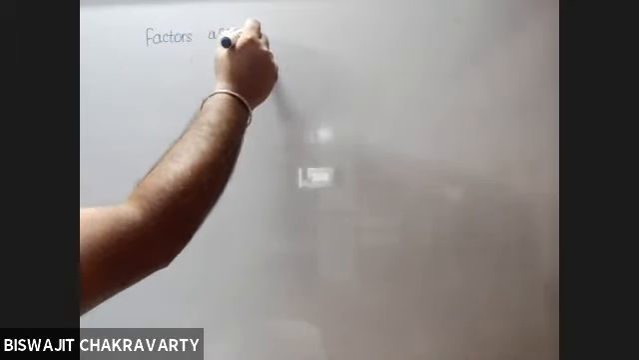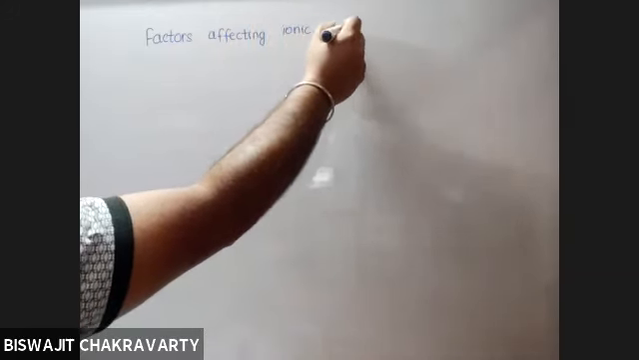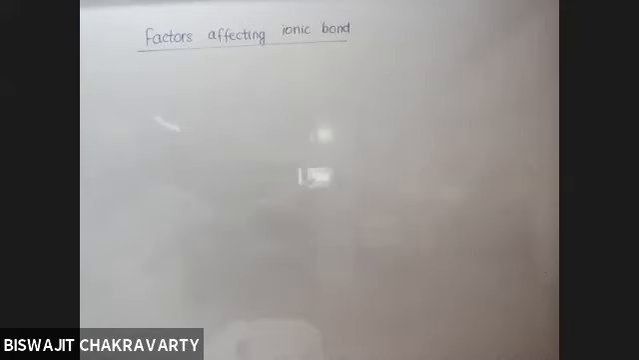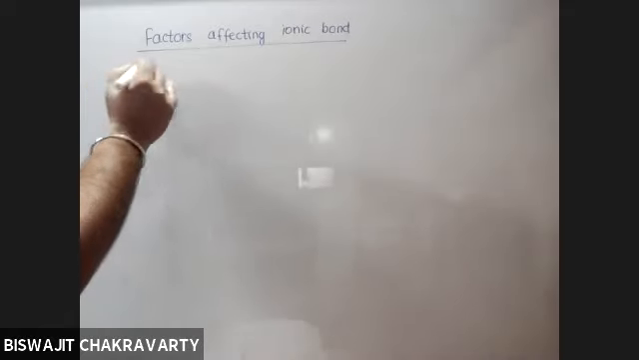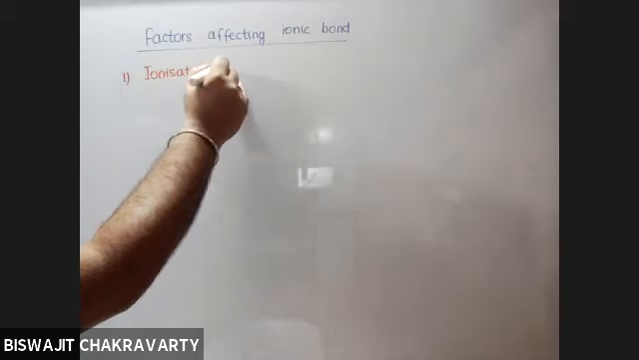Factors affecting ionic bond. Okay, so once we are clear about what are the factors affecting the ionic bond, then I don't think there should be confusion about why the combination should always be between a metal and a non-metal. The first factor which affects the formation of ionic bond is ionization enthalpy.